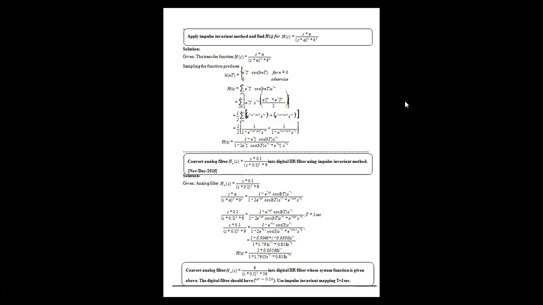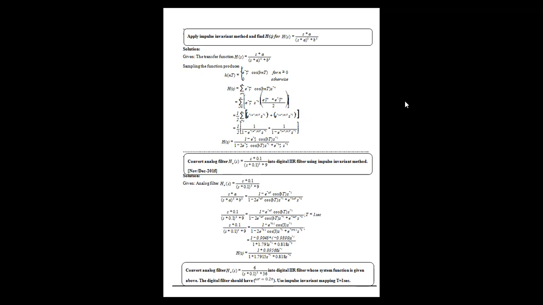Easily we know that the inverse Laplace transform of (s plus a) divided by ((s plus a) whole squared plus b squared) is equivalent to e to the power of minus a t into cos of b t, for n greater than or equal to 0.